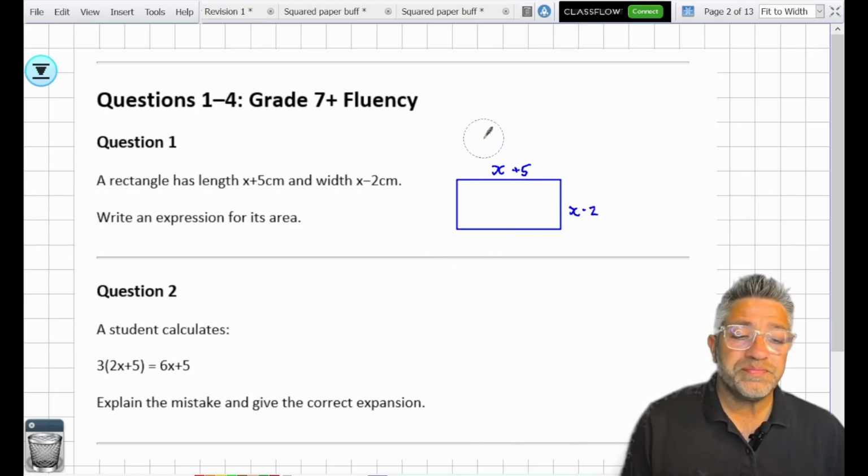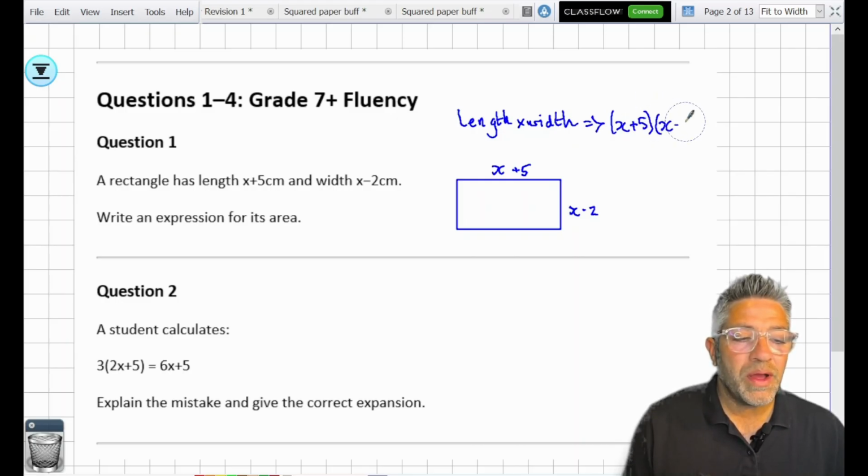But we should know, really, from primary school, certainly year 7, that in order to work out the area of a rectangle, we're looking at length multiplied by width, which in this case would give us x plus 5 multiplied by x minus 2.